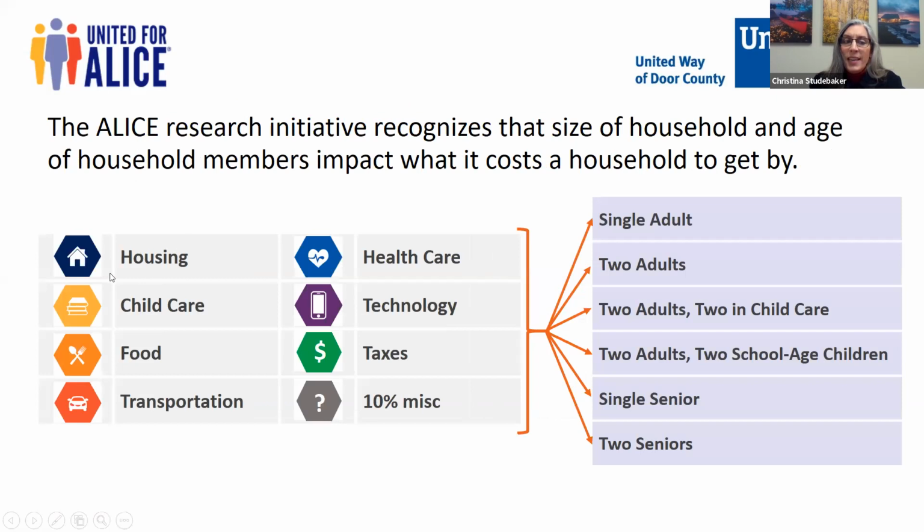And what they do is they gather the costs of these things for different types of households. So what it costs for a single adult is different than for two adults. It's not just a single adult times two, because the two adults share a household. You might get some economies of scale with food and transportation, that you can share a vehicle, but they've really dug down deep to gather specific information on different types of households in order to identify the amount of money that's needed for each type.